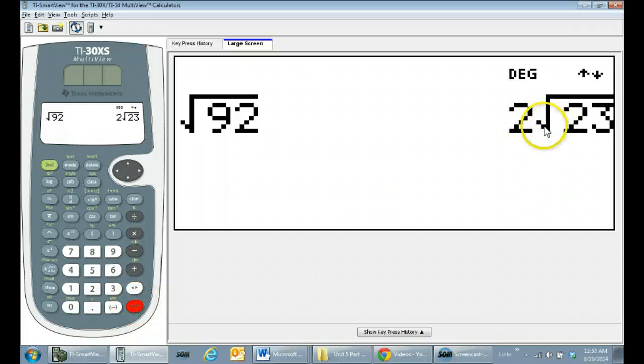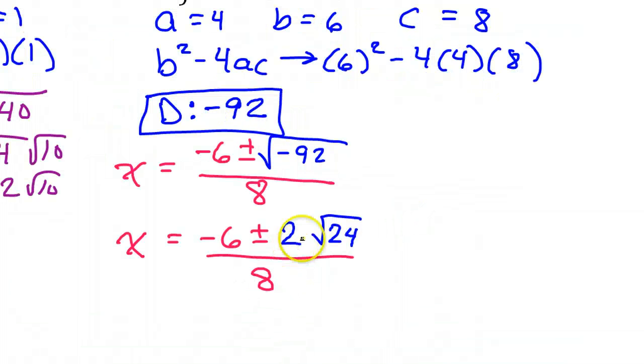That's 2 radical 23. Check it out. Yeah, so the square root of 92 is 2 radical, whoops, I said 23, didn't I? Then I wrote 24. Silly me. But like I said, it's imaginary when you have a negative under the radical. So don't forget your i, which will be sitting right there.